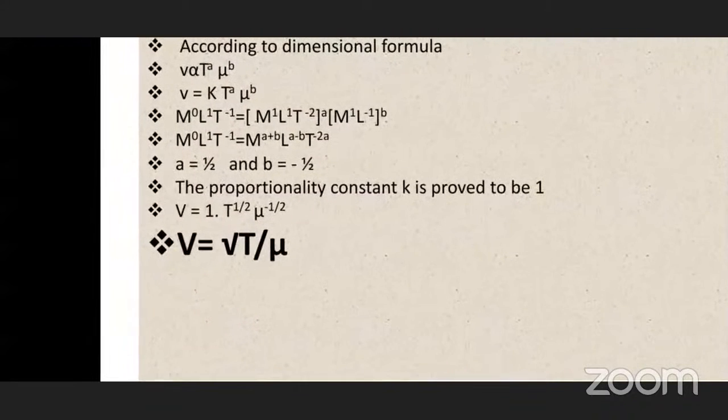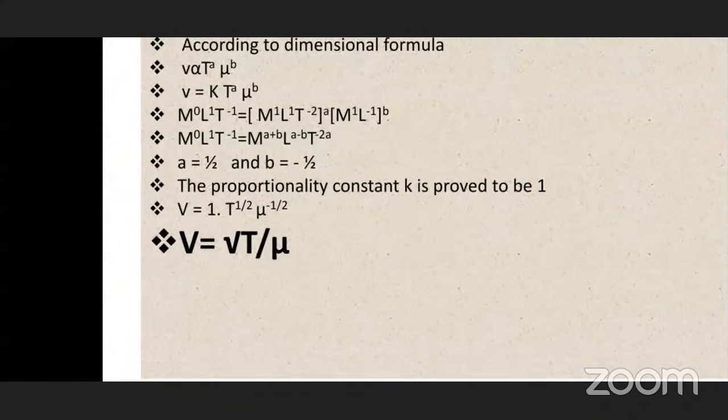Comparing the powers, we can get a is equal to half and b is equal to minus half. While substituting these values, the proportionality constant is proved to be 1. It is not derived from this dimensional formula. Whenever there are proportionality constants, we have to take another one.